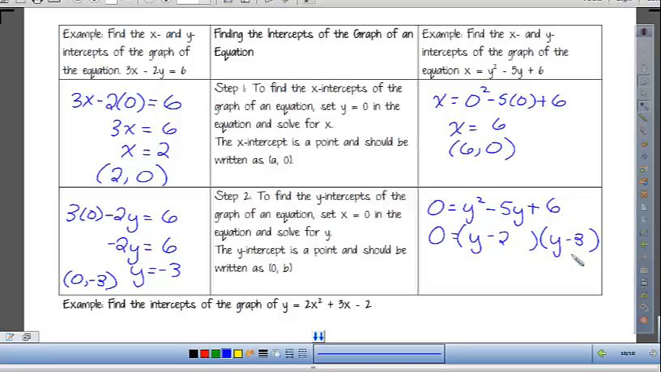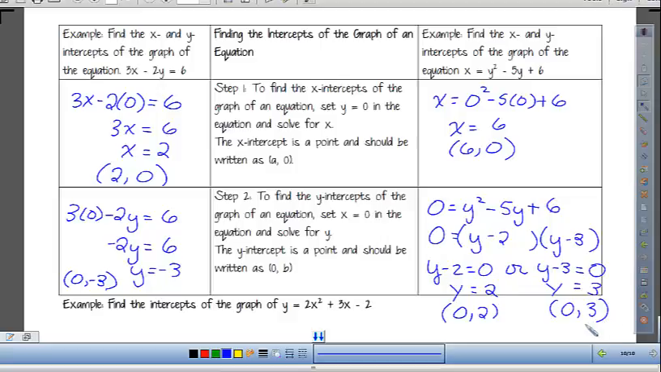Remember, hopefully from Math 102, the zero factor property. Since we have a product that's equal to 0, at least one of these factors has to be 0. That's why I'm going to say y minus 2 equals 0 or y minus 3 equals 0. Okay, and so we get y equals 2 or y equals 3. So this time we get two y-intercepts. 0, 2 or 0, 3. Those are my y-intercepts. Okay, questions about that?